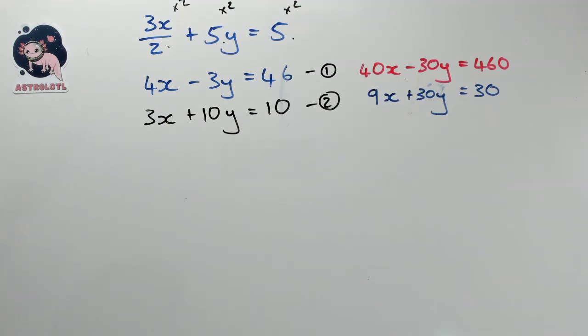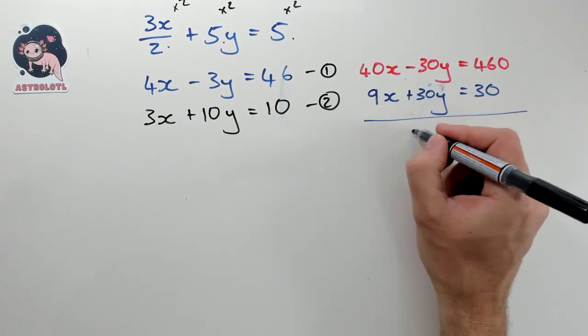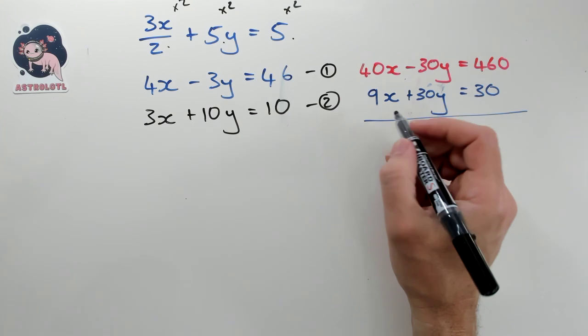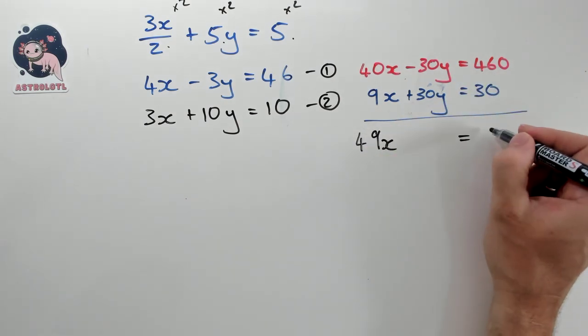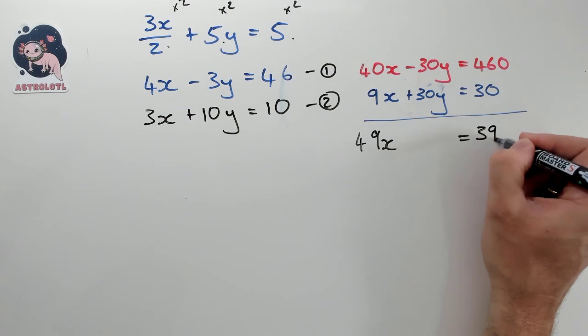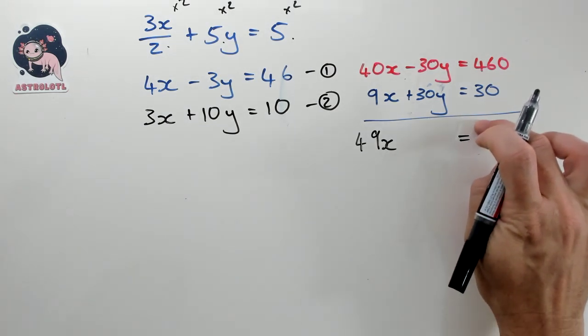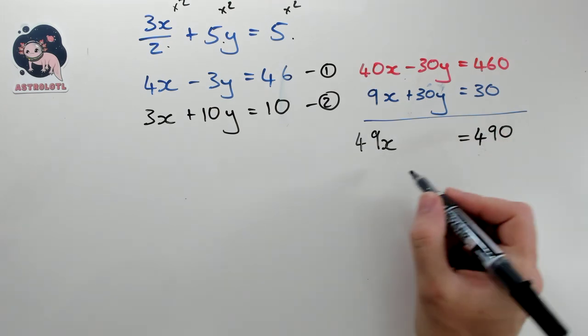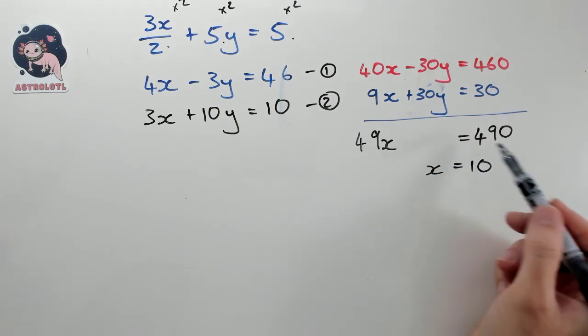I'm going to add these two, just make a little line for myself. These are my two new equations, and let's just write them underneath each other. So 49x, that's going to be 0, and that's going to be 490. Okay, and then I just see x is going to be 10, because dividing by 49 on both sides.